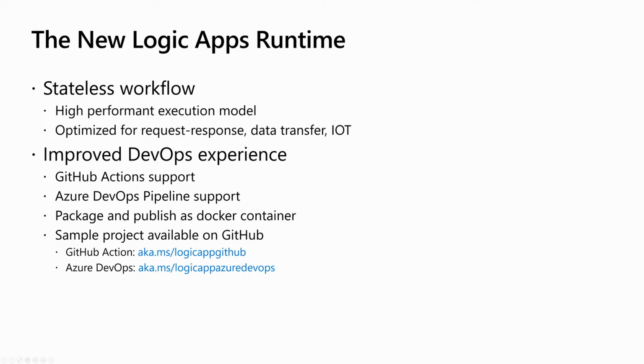The new runtime also allows us to offer a better, improved DevOps experience, and a consistent one when compared to other services such as App Service and Functions. There are GitHub Actions and Azure DevOps support for you to implement a proper DevOps pipeline with an infrastructure as code approach. You can also package the project as a Docker container and publish it to a container registry. Even better, you don't have to figure everything out from scratch. Simply head to our GitHub repository for a simple project with everything already configured to use as reference.